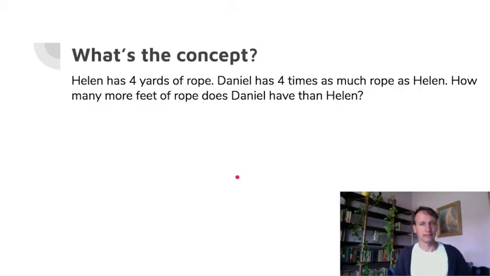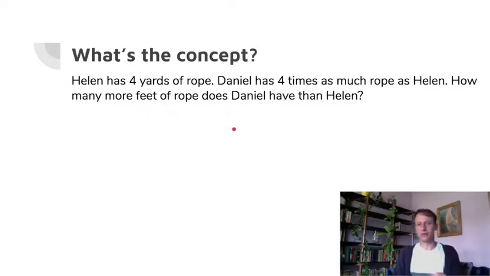Helen. Helen got rope. She has 4 yards of rope, in fact. Daniel, however, is the rope monster. He has 4 times as much rope as Helen. And notice we were given 4 yards. Yards is our unit of measurement, because the question, again, 3 in a row here, is different. How many more feet of rope does Daniel have than Helen? Ah, here's where that comparison comes in. And it's because how many more does he have?